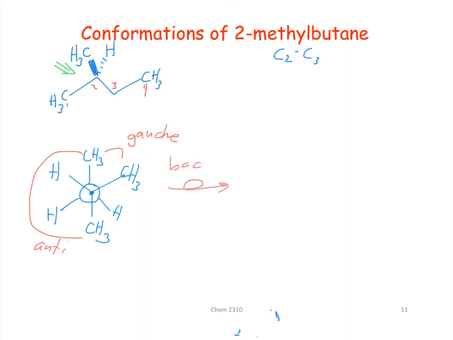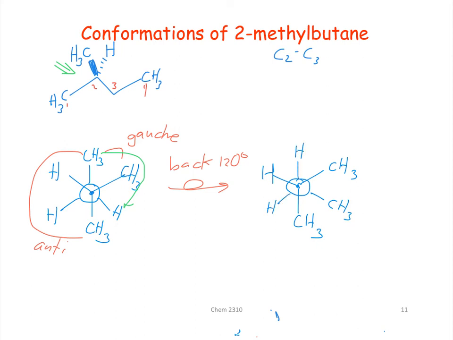Back by 120. I'm going to keep the one in front like this, the methyl here and H over here, and a circle for the one in the back. I'm rotating by 120, so the methyl is going to go over to where this H is, and they're all going to change places. They all ratchet over one position. So now I have the methyl group here, and an H over here, and an H over here.